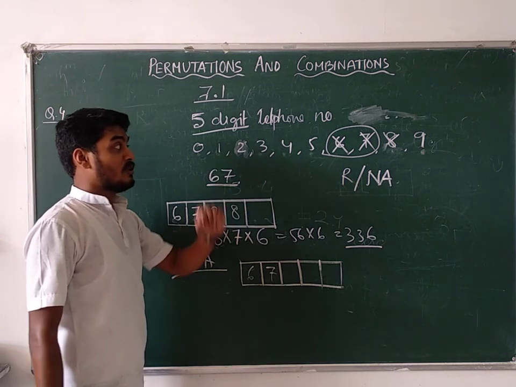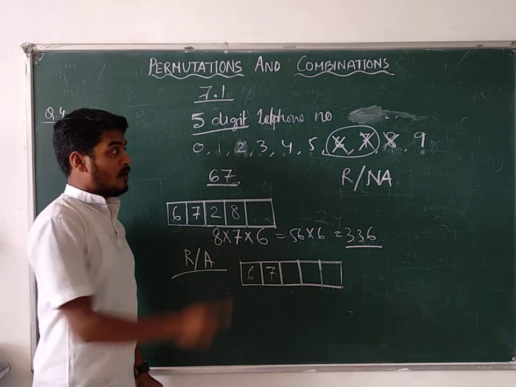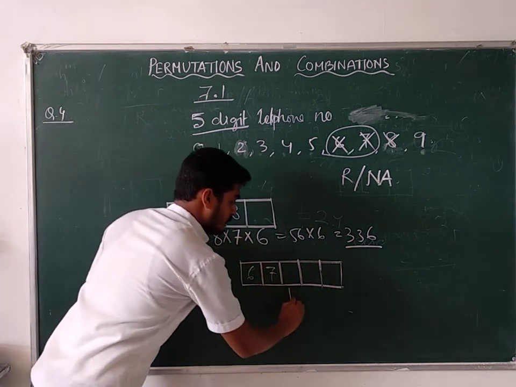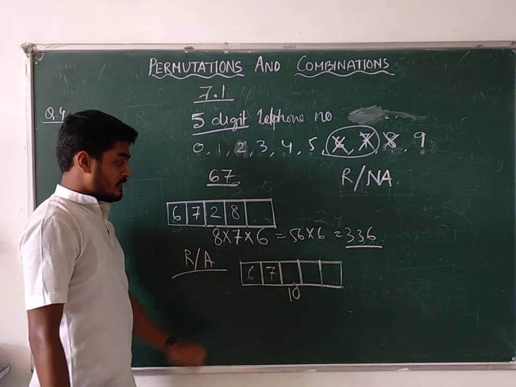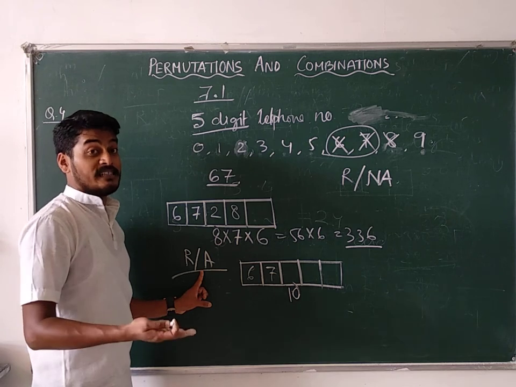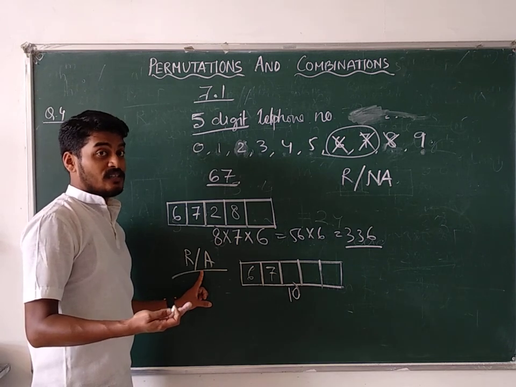That means the total number of objects will be the same. How many objects are available with us? 10 objects, 10 digits. So this place can fill up in how many ways? 10 ways. As repetition is allowed, the number of objects will remain the same. It will not be decreased as repetition is allowed.